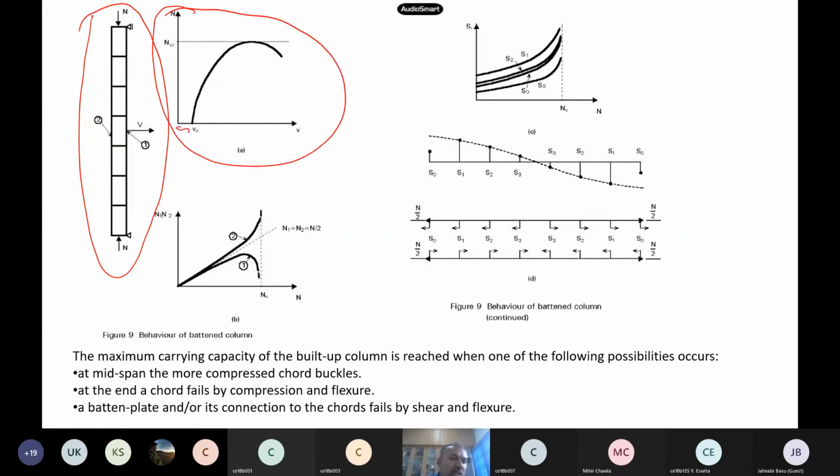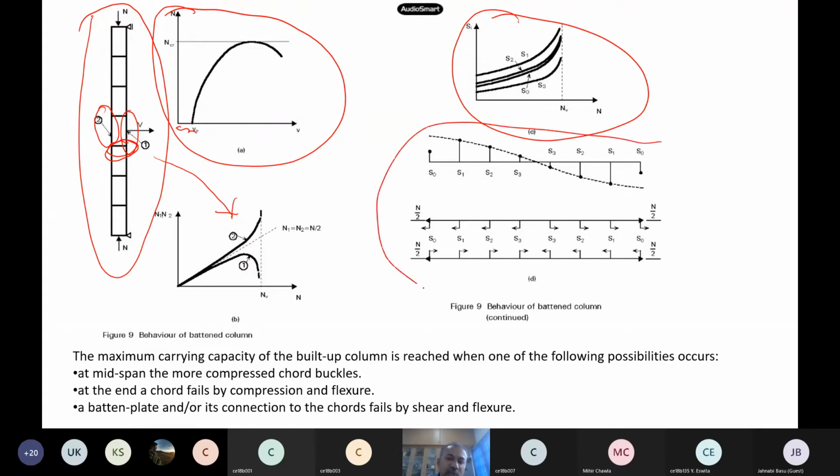We all know there is some small crookedness, V naught or something, so the column behaves like this. But if you see the individual members, chord 2 or chord 1, this portion, their behavior will be something like this. And in these batten plates, the shear deformations will be like this. If you plot with respect to the load, as load goes on increasing, the shear also increases in the batten plates, and this is how the shear deformation looks in batten columns.